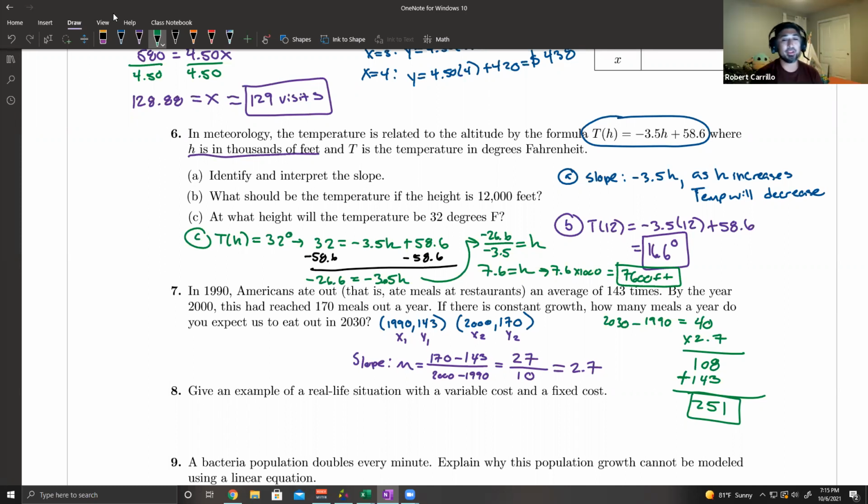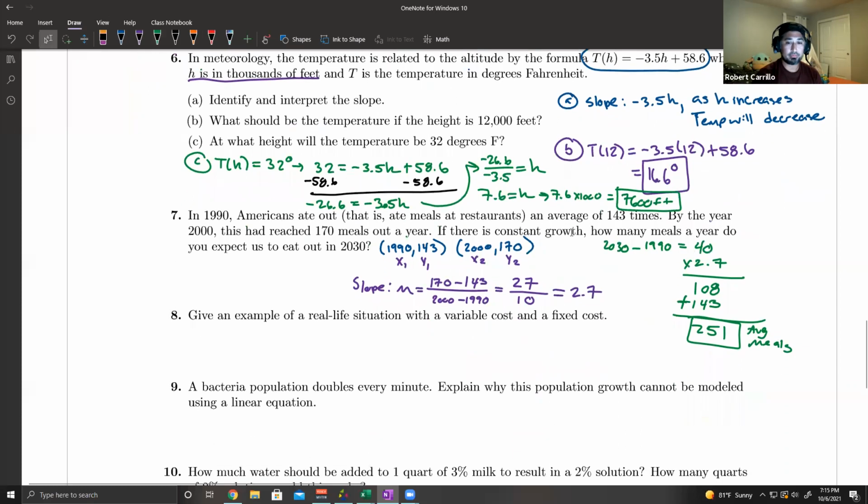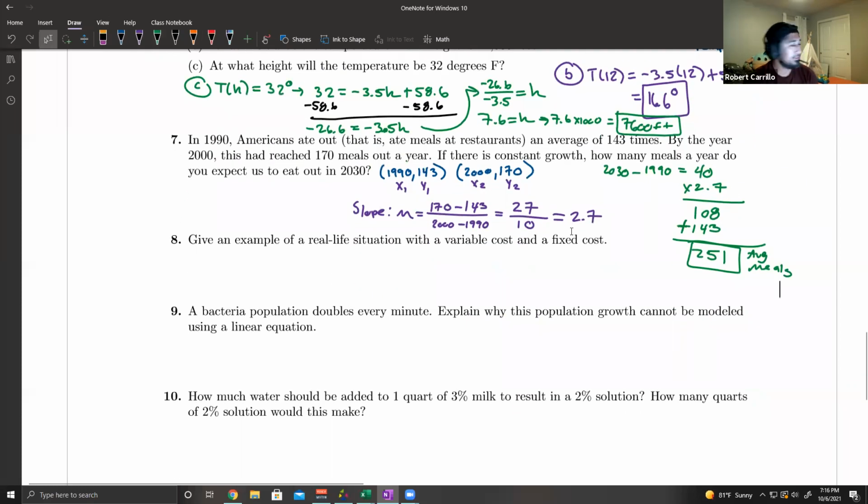Okay, so 251 meals, average meals in the year 2030. Okay. Number 8. Give an example of a real life situation with a variable cost and a fixed cost. Ooh. So remember that when you're talking about a cost function, it's C of X or Y equals a variable cost plus a fixed cost.